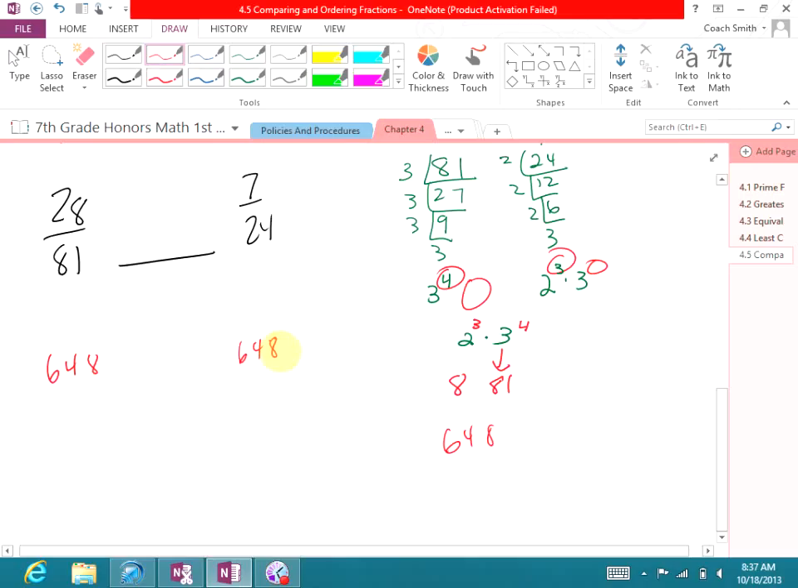Okay? So, obviously, you wouldn't want to have to count by 81 until you got to 648, and then count by 24 until you get to 648. That would take you quite a while. So obviously you've got to know how to find the LCM using prime factorization. Okay, now, so what did we do to 24 to make it 648?